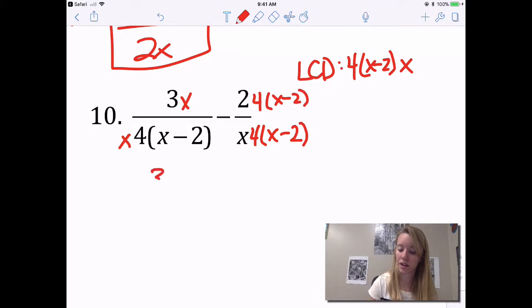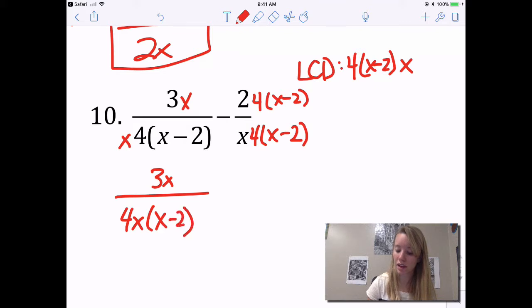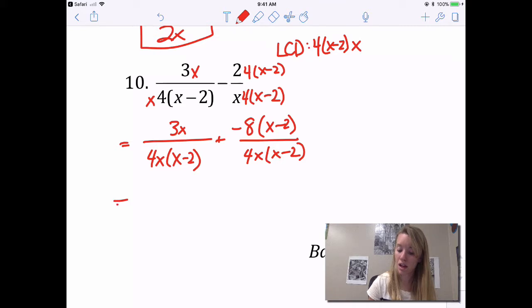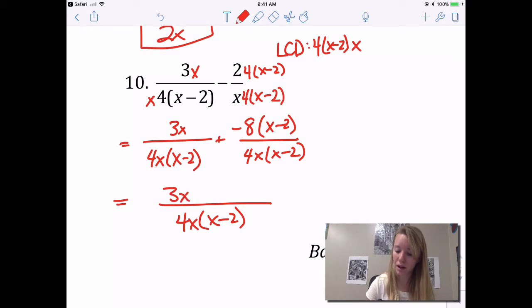Right, so then I'll get 3x over 4x, x minus 2. And then really what I'm going to have is plus a negative 2 times 4 is 8, x minus 2 over 4x, x minus 2. Okay, we'll combine our fractions. I get 4x, x minus 2, and then 3x, and then I'll distribute that 8. So I get negative 8x plus 16.